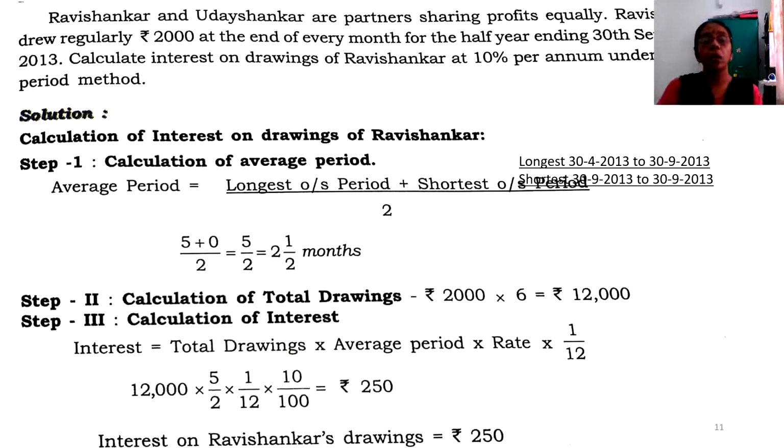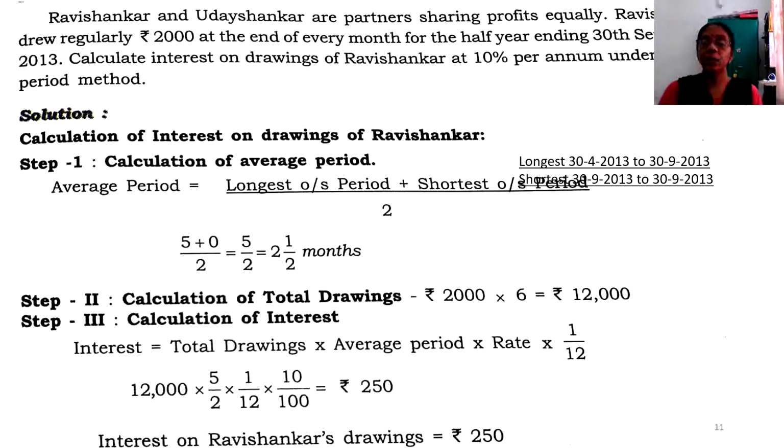So therefore, his total withdrawings is going to be 2000 into 6. Do not make a mistake of taking here the number as 5. All the 6 months he has withdrawn. So naturally his total withdrawings is 2000 into 6. That would be 12,000. The last step, when you are computing interest on drawings, you have every other detail. Your average period is 2.5 months. And total withdrawal is 12,000.